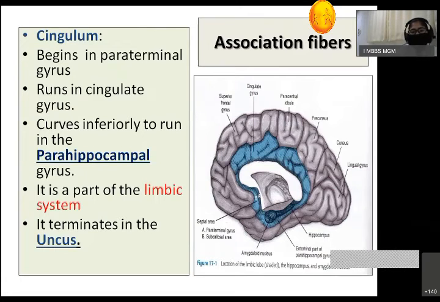Cingulum begins in the paraterminal gyrus and runs in the cingulate gyrus. Then it curves inferiorly to run into the parahippocampal gyrus, and it connects the parts of the limbic system. Finally, it terminates in the uncus.